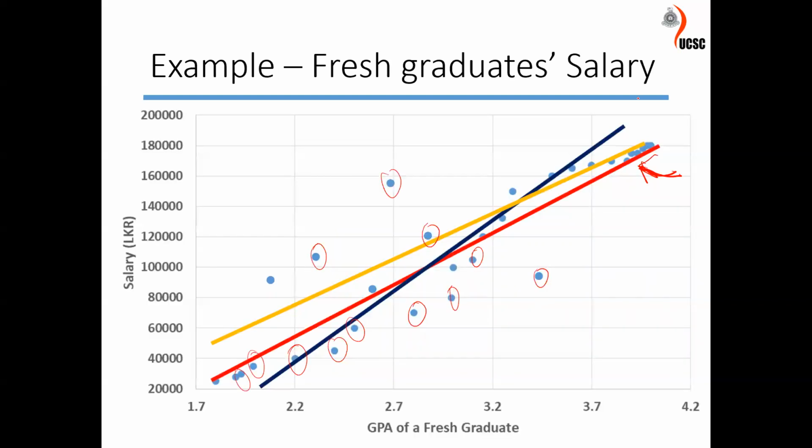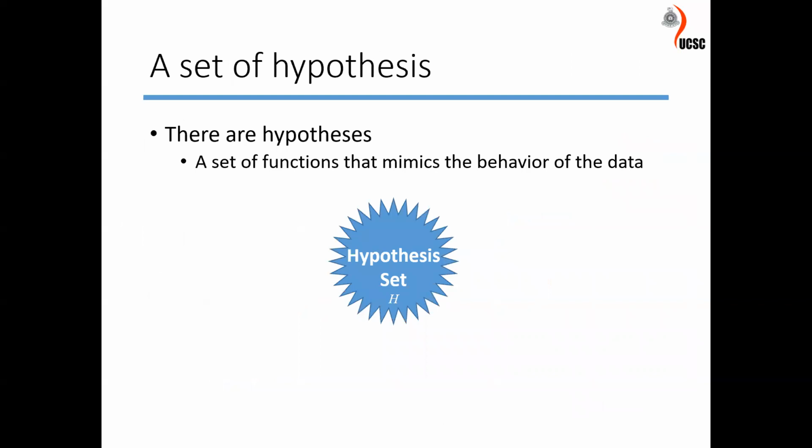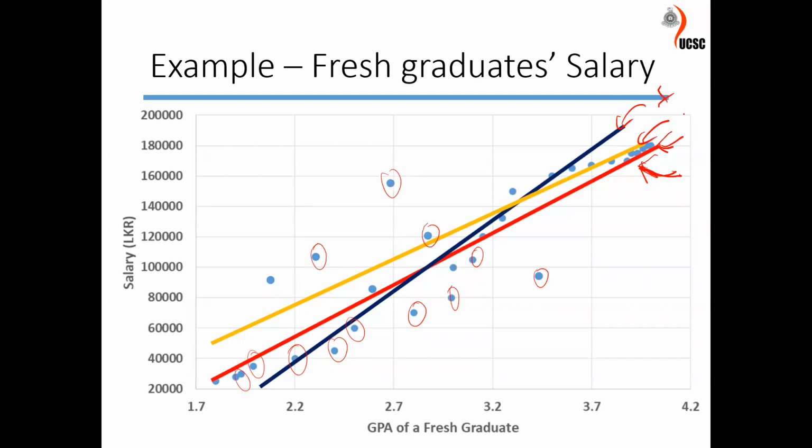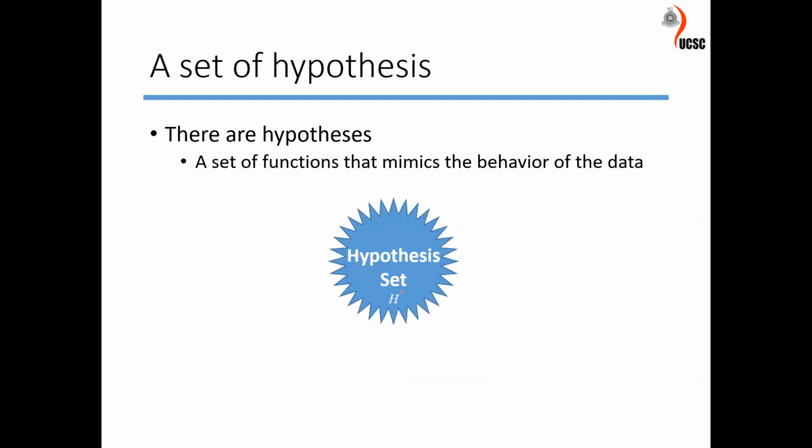Since we can have so many functions, here we call this set of functions the hypothesis set. For each function, suppose this is f, this is g, this is h. These are functions, and each gives a line. We call each function a hypothesis. So the set of these hypotheses we denote as capital H. These are the set of functions that basically mimic the behavior of our captured data, or the sample data.